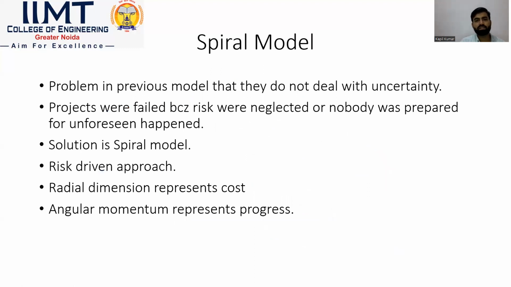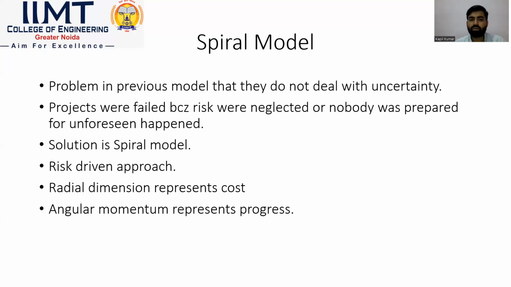These are the basic facts for the spiral model. In previous models, we were not dealing with uncertainty, so there may be serious issues, and we could face serious problems. That was the problem. Projects failed because risks were neglected. If we see the last two pictures, there was no risk analysis process. In this stage, projects failed because risks were neglected or nobody was prepared for the unseen.